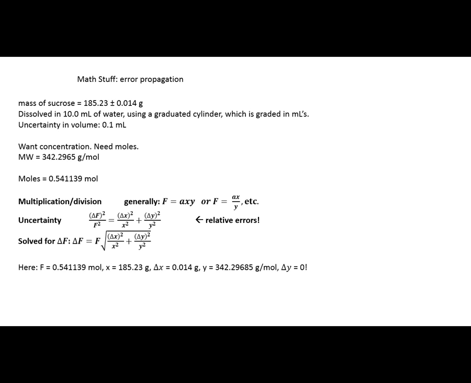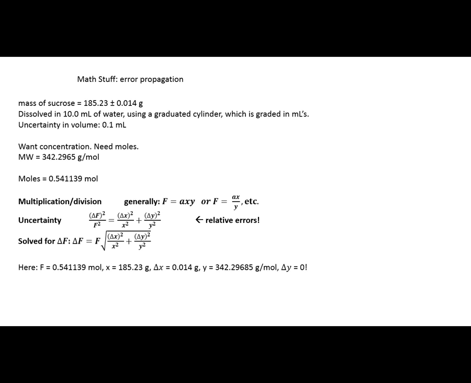We can solve that for delta F, the uncertainty in F. F is our final value, 0.541139. X is going to be the mass, so 185.23. Delta X, the uncertainty in X we have, is 0.014. Y is our molar mass, 342.29685.